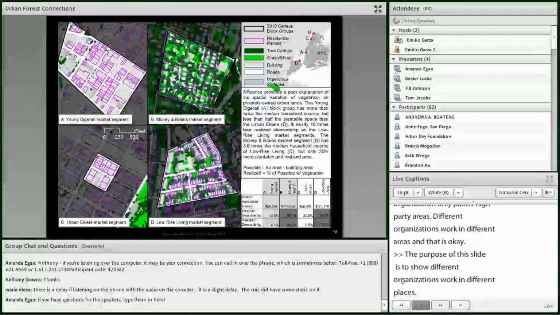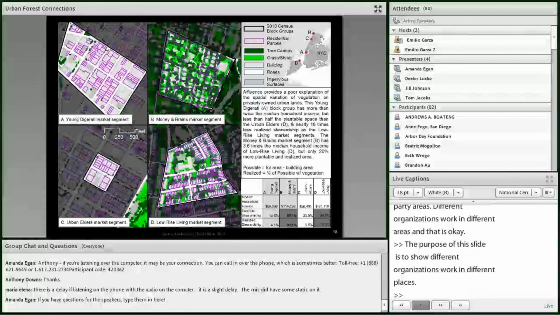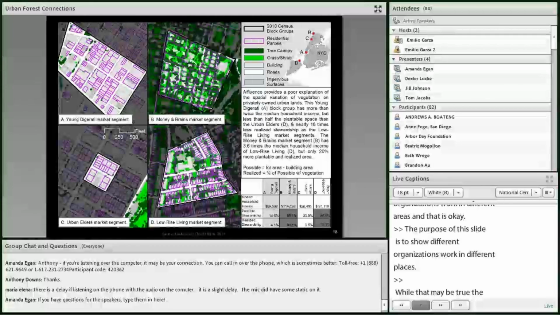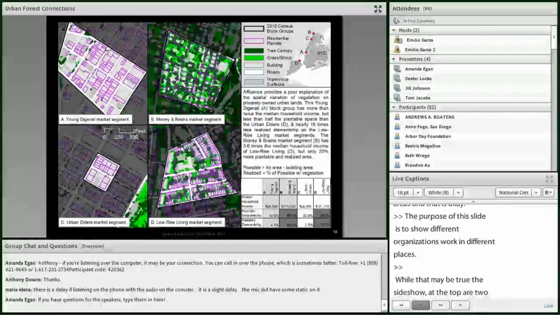Here's another example from New York City, where there's a lot of literature that says higher affluence associated with more abundant tree canopy. And while that may be true, what this slide shows on the top are two block groups in New York City with similar median household income. And on the bottom, those two also have similar median household income. But what you see is stark differences from the left and from the right.